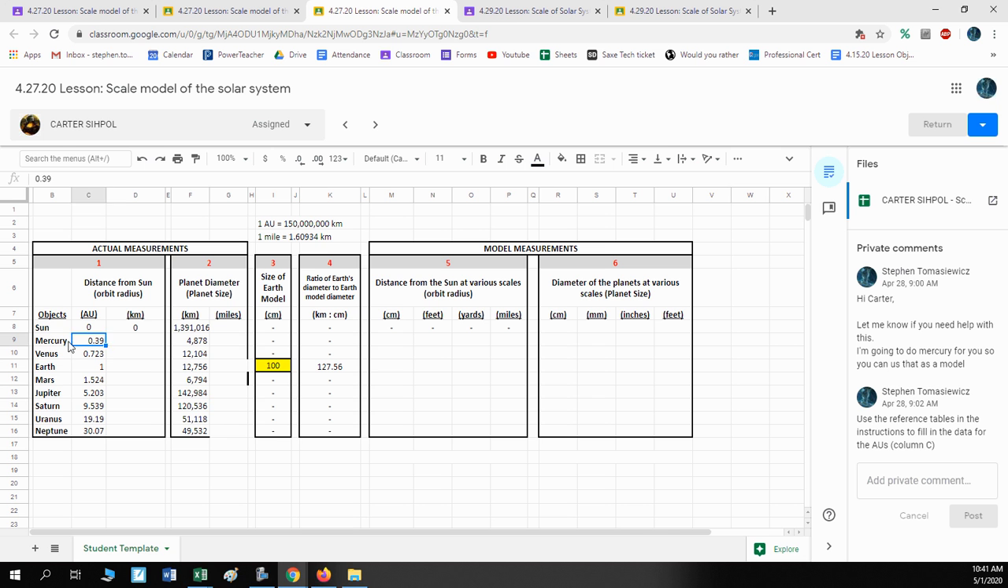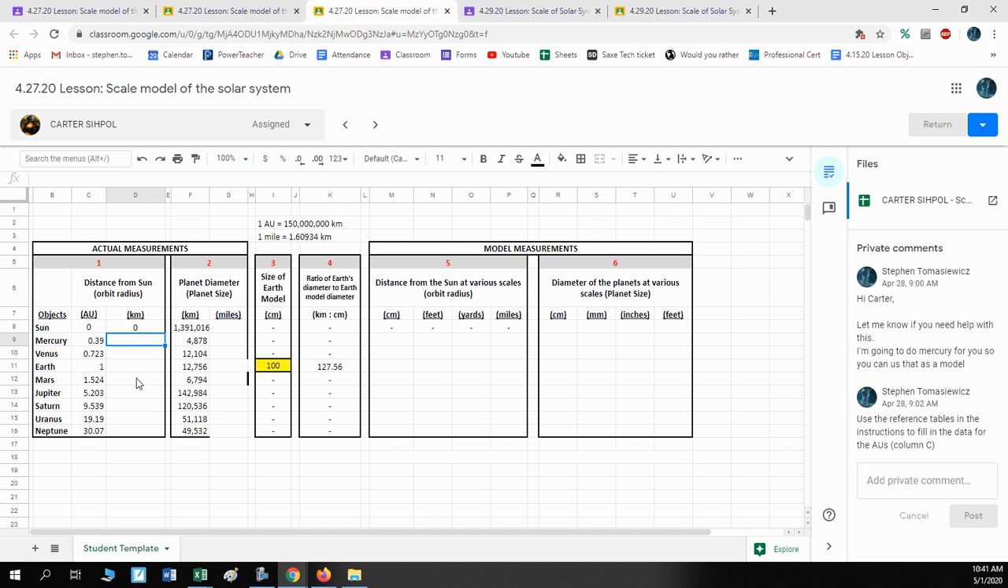So right here we have all of our planets in the correct order, starting at the sun and then going out to Neptune. And we also have how far they are away in terms of astronomical units. So Earth is one astronomical unit, and then all the others are relative to that distance. So we're going to convert this information into kilometers.